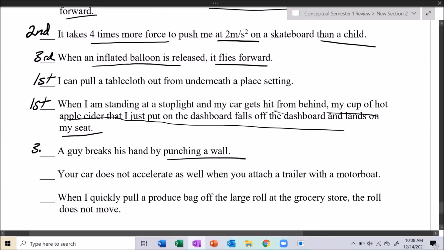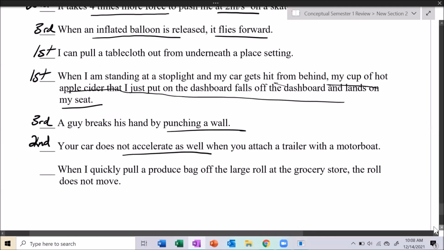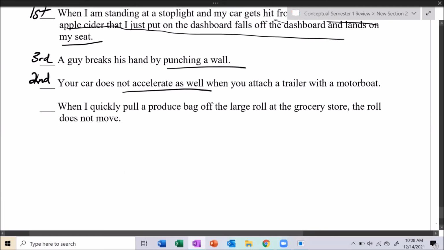A guy breaks his hand when punching the wall. Third law, the wall punches his hand. Your car does not accelerate as well when you attach a trailer with a motorboat. You're adding more mass, so that relates to the second law. When I quickly pull a produce bag off of the large roll, the roll does not move. That is the first law of motion.